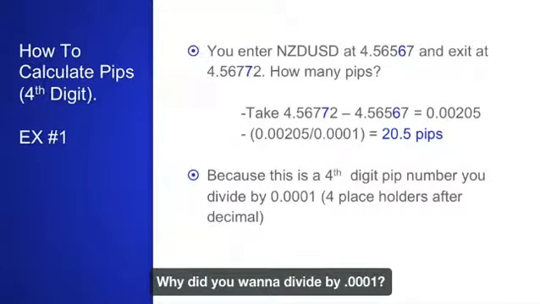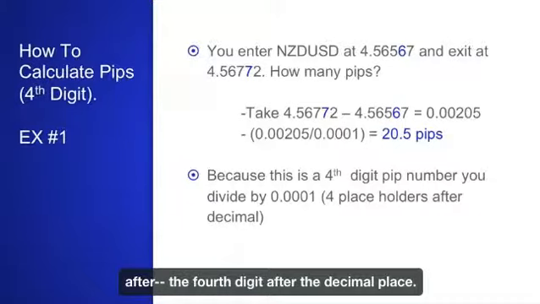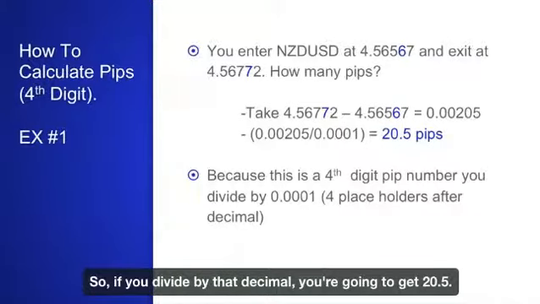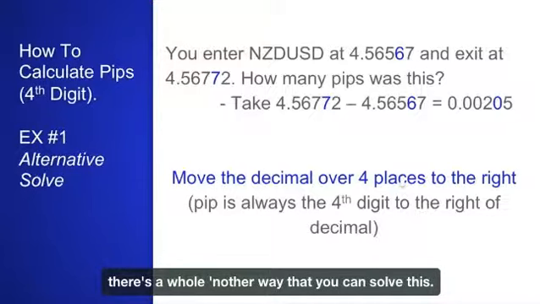Why did you want to divide by 0.0001? Because remember, the pip is the fourth decimal place after, or the fourth digit after the decimal point. So if you divide by that decimal, you're going to get 20.5. Now, if dividing numbers gives you the heebie-jeebies, there's a whole other way that you can solve this.